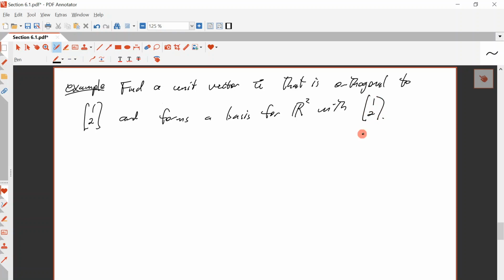Once they're orthogonal, they have to form a basis because it'll be two linearly independent vectors. Vectors that are orthogonal can't not be linearly independent because they just don't point in the same direction. So anyway, let u equal (a, b). Since it's a unit vector, the length of u is 1, so the length of u squared is 1, so a squared plus b squared is 1.